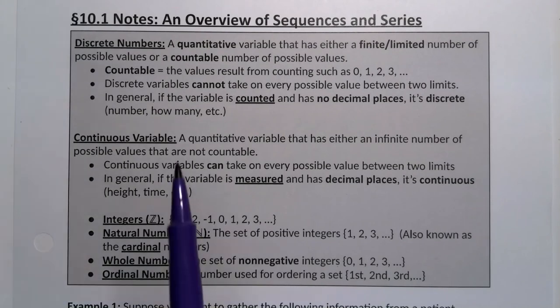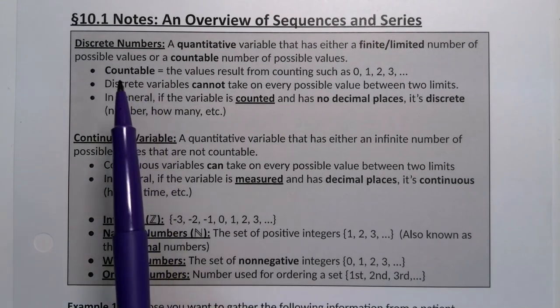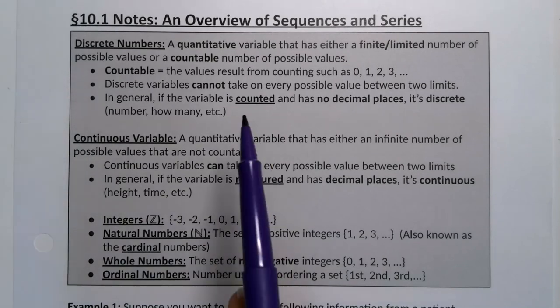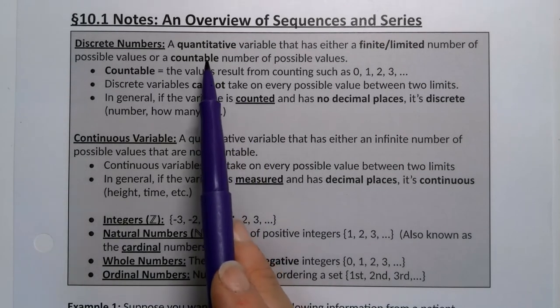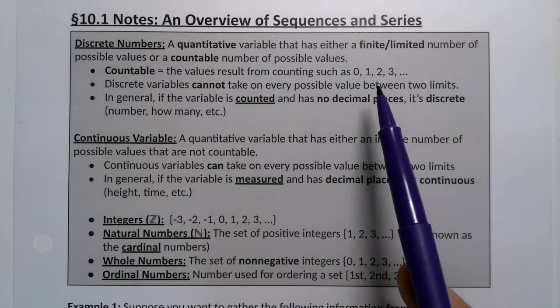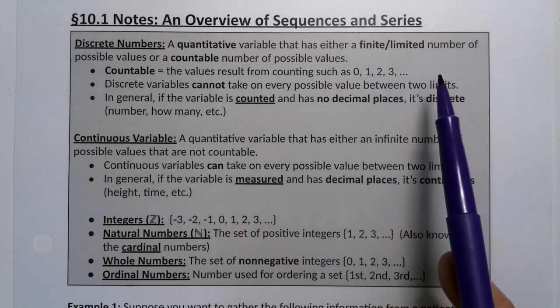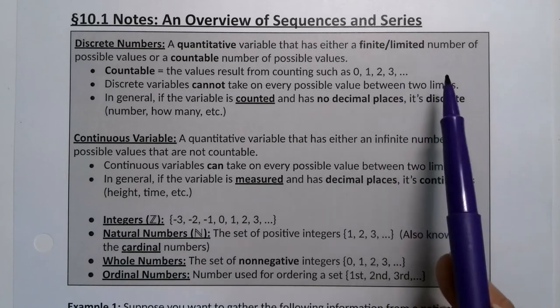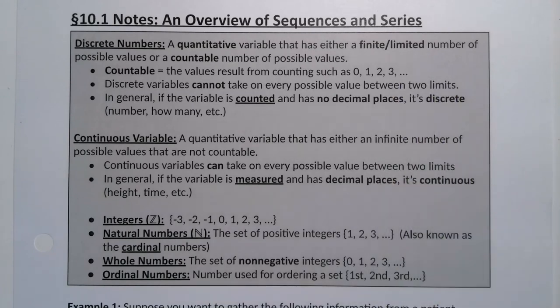So before I even do that, I want to talk about the difference between discrete numbers and continuous numbers. So discrete numbers are quantitative variables that have either a finite or limited number of possible values or a countable number of possible values. Now, countable can be infinite, but it's countable. So you count it as 0, 1, 2, 3, and so on. And you can keep going forever, but it's still countable because you're counting them.